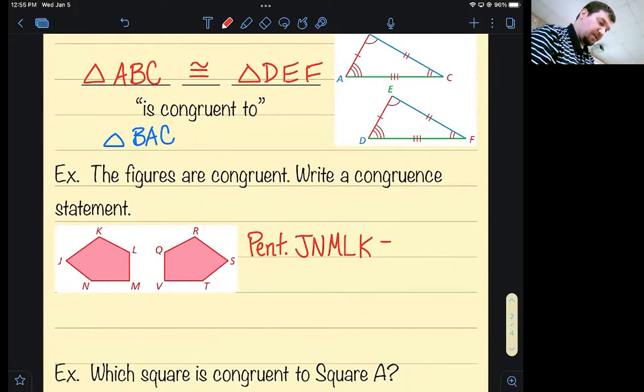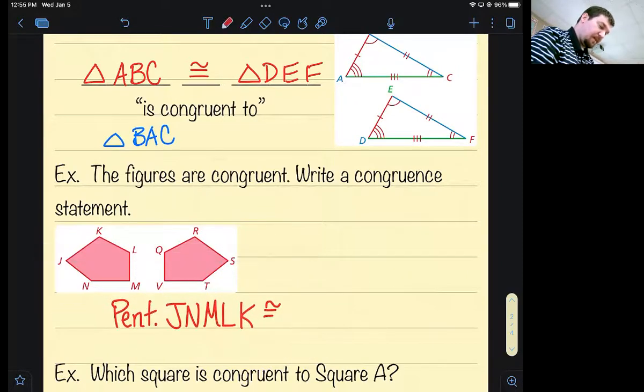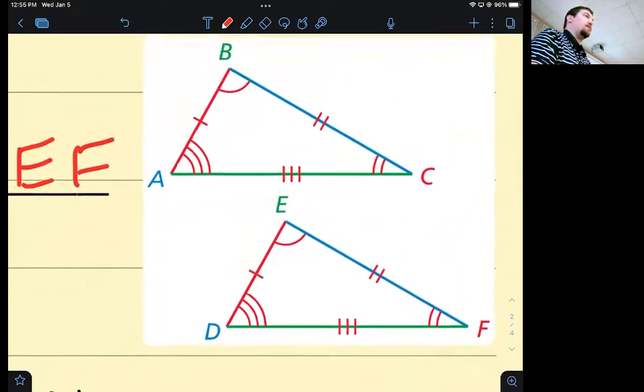That's going to be congruent to, shrink this down just a little bit, or I'll just put it down here. That's going to be congruent to pentagon. What order do we have to go in? This one's a little bit more complicated because they didn't give you all the markings that we had over here.